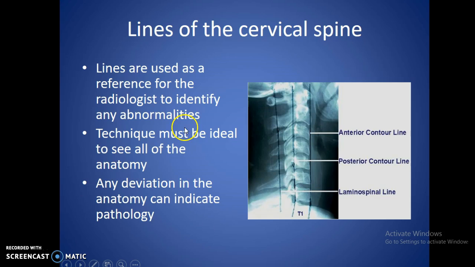Lines of the cervical spine. These are just reference for the radiologist to identify any abnormalities. You have an anterior contour line that goes along the front of the vertebral bodies. You have a posterior contour line, which just goes along the posterior section of it, obviously. And the laminospinal line basically goes from the lamina, dividing that into the spinous processes. If anything is a little bit off from these, they can tell that there may be some kind of herniation or possible fracture.